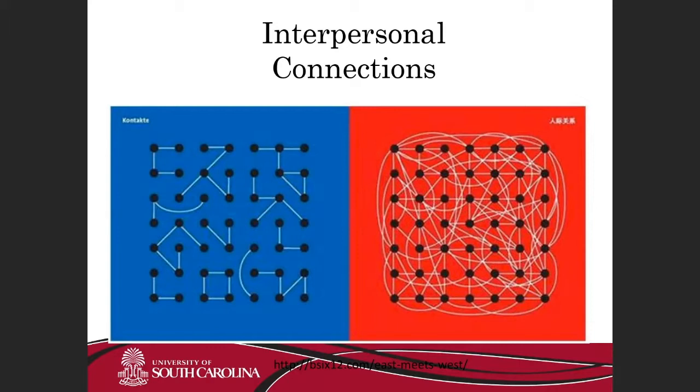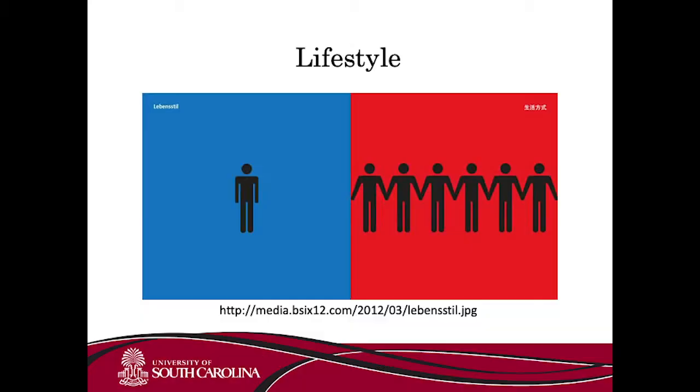So this first one is about interpersonal connections. If you take a moment, you will notice that with the blue, people tend to have interpersonal connections with just a few people. But with the Asian, the idea is that people are broadly connected one way or another to everyone else. Lifestyle is really different.